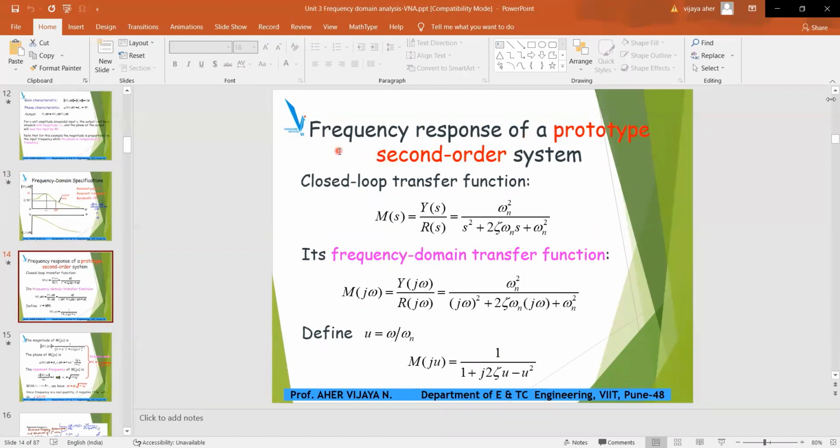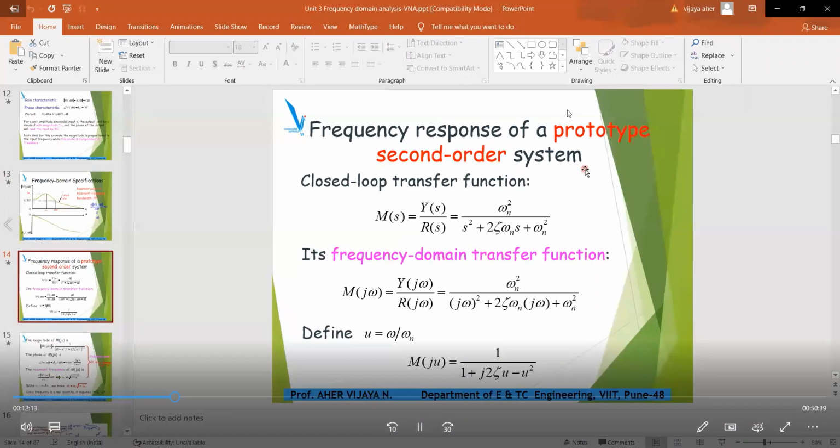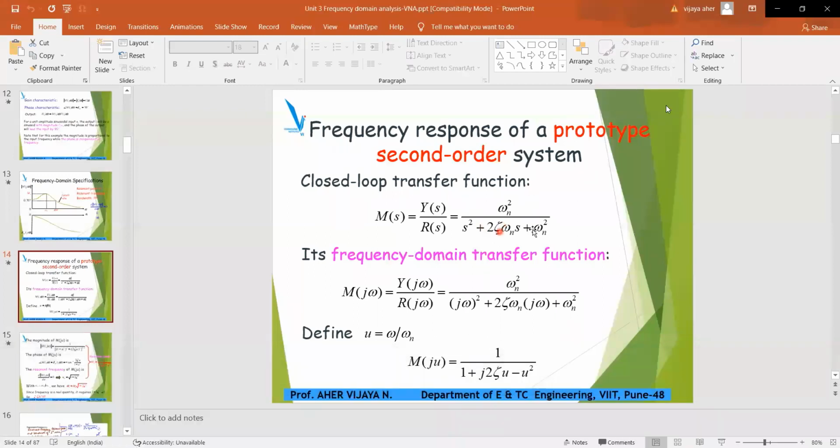Requesting all students, please give the heading. Write in your notebook: Frequency response of a prototype second order system. For this second order system, the closed loop transfer function you can write in this form. M of s is nothing but the transfer function for the closed loop control system.